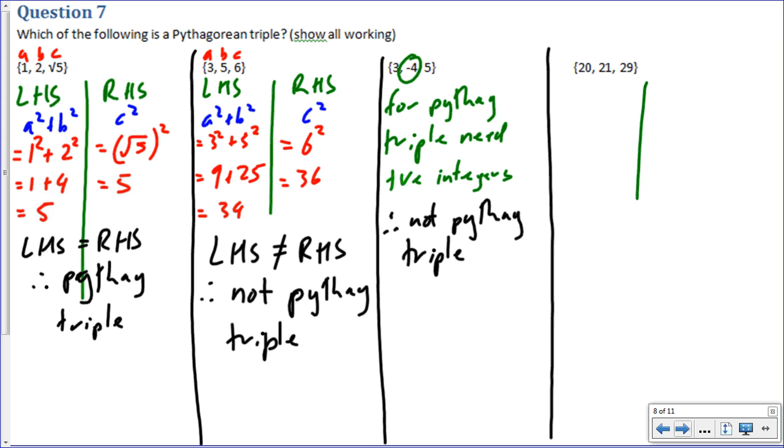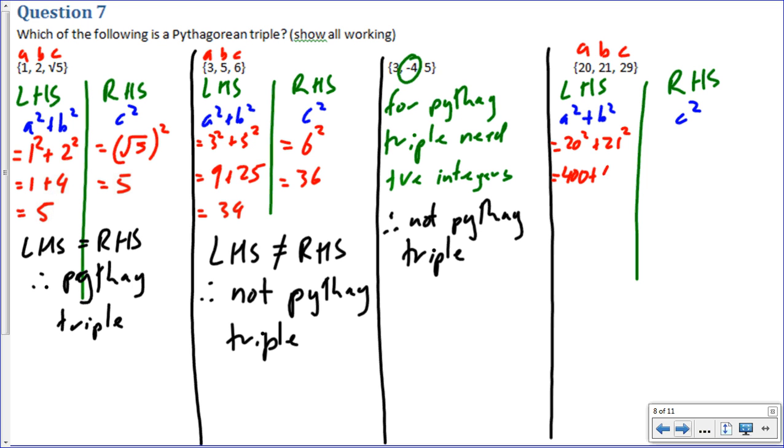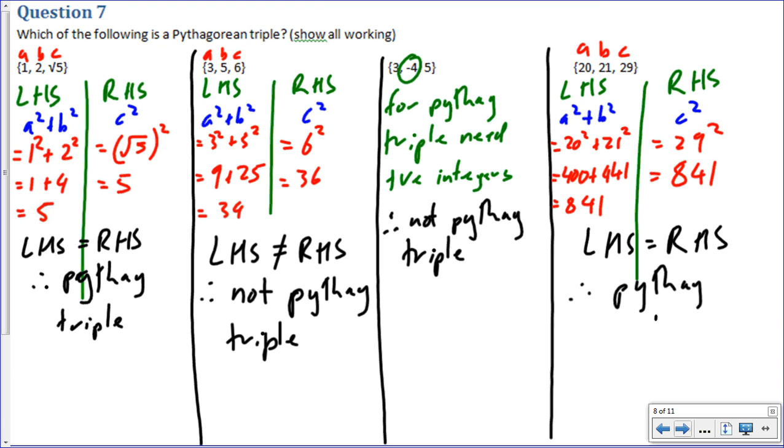So last one, splitting up into two bits, left-hand side, right-hand side. A squared plus B squared is left-hand side, C squared is the right-hand side. Labelling them A, B, C. So 20 squared plus 21 squared, that was 400 plus 441. So it's going to be 841. Right-hand side is equal to 29 squared, so it's going to be 841. And we're looking at those, left-hand side equals right-hand side, so therefore Pythagorean triple.